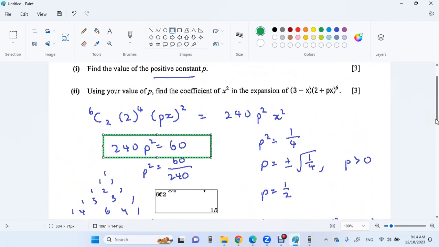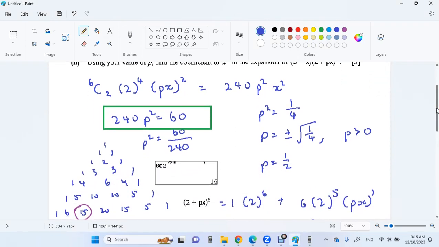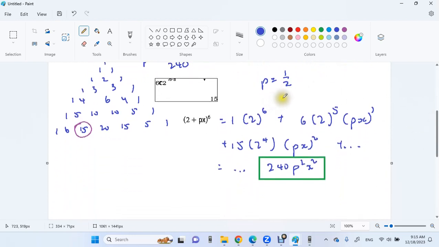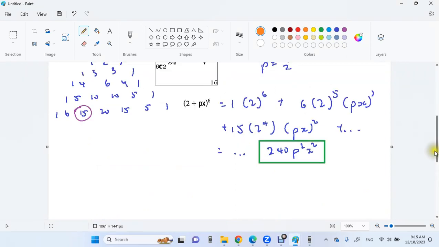So from here we get the value of p is plus minus half, but the question wants us to find the positive constant p only. So p is half. The reason we choose power 2 is because they want the coefficient for x squared. So we can observe we have x power 0, x power 1, x power 2 here. So the 6C2 (px) power 2 will give you x squared. So they tell us the coefficient of x squared.